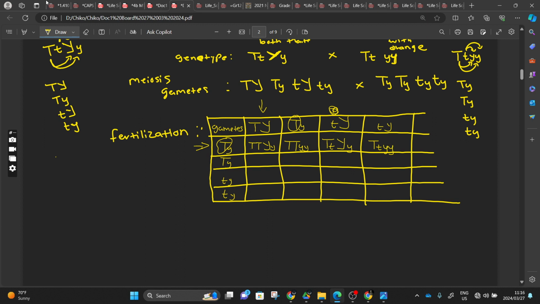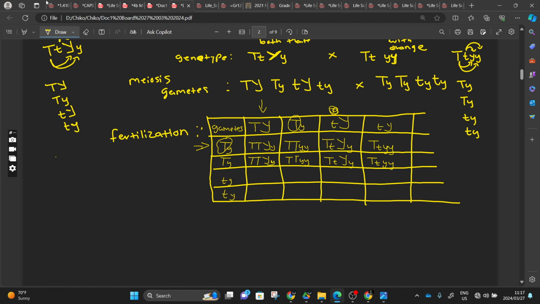If I make a mistake, guys, bear with me because they chose letters that don't work well with this thing. T, capital letter Y, small letter Y. And then here, capital letter T, small letter Y, small letter Y. Here, capital letter T, small letter T, capital letter Y, small letter Y. Here, capital letter T, small letter T, small letter Y, small letter Y.